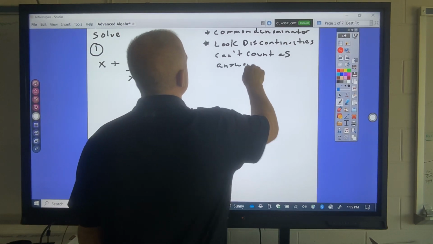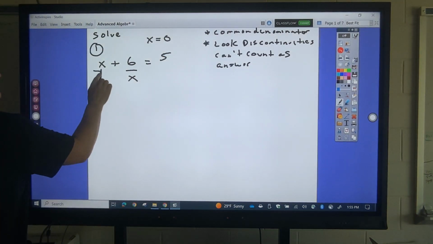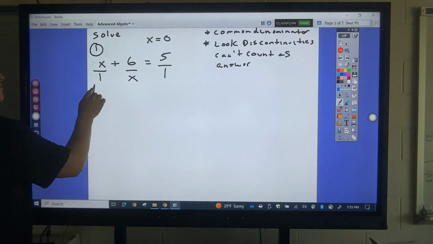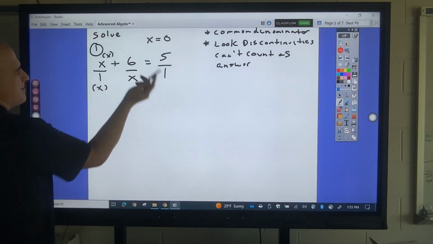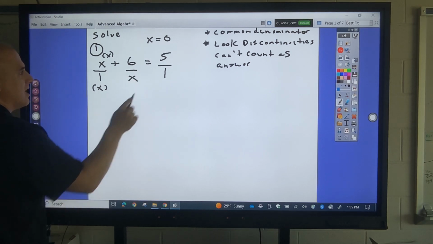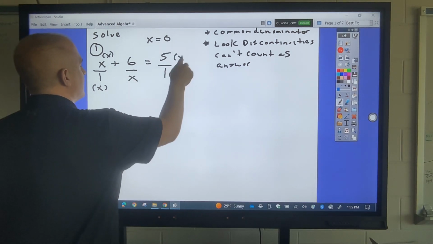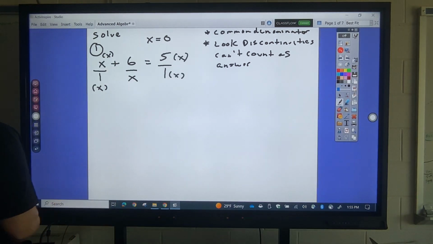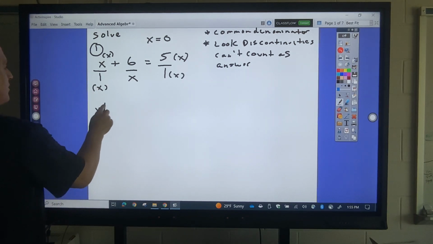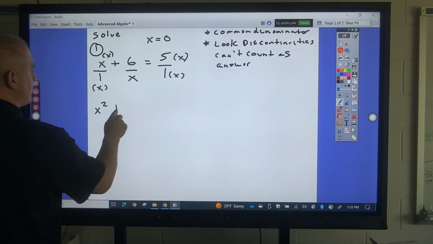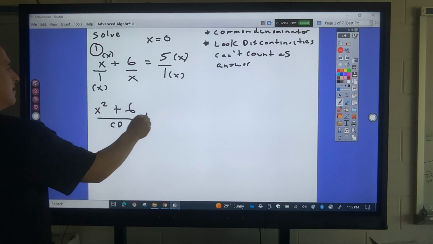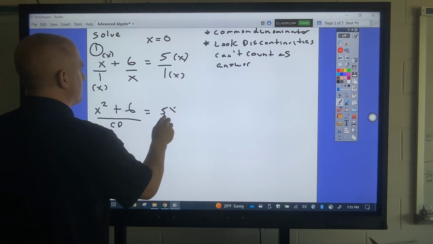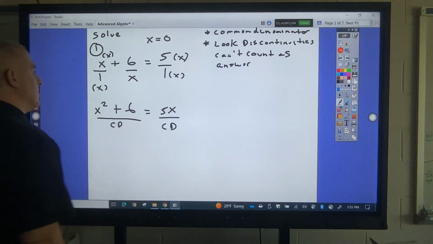Now, let's go ahead and go through the work here. What I'm going to do is put 1 over 1. This is missing an x, so times x over x. If you want to multiply by 1, that's not going to change anything. This is missing an x and an x. So what I've got here is x squared plus 6, all over my common denominator, equals 5 times x, which is 5x, over my common denominator.